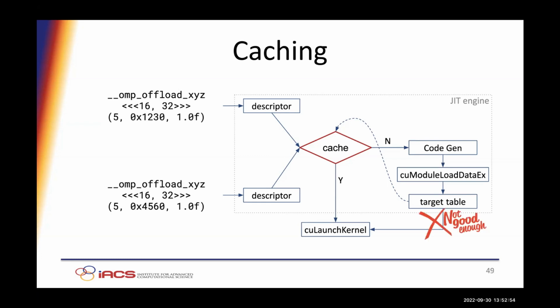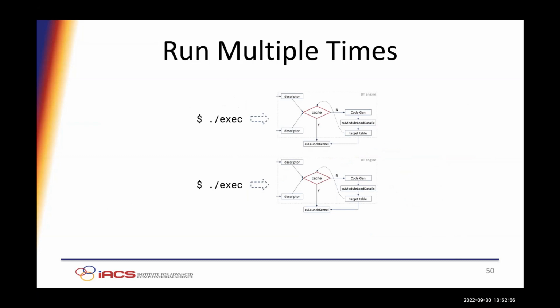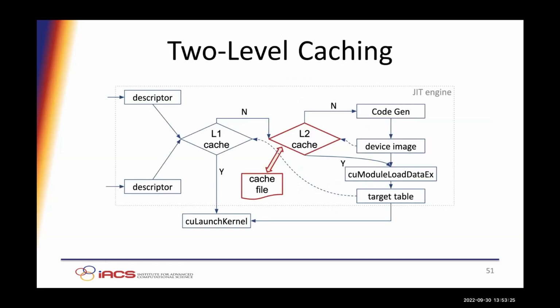However, this is still good enough. If we run an application multiple times, even if we have a cache, we still have to JIT the image in each run, at least once for the first run, right? Because the image already loaded to the device is only valid for that specific run. In fact, scientific applications tend to have similar execution patterns, which means the images generated in a prior run are very likely to be reused. Given that fact, we introduce another level of cache.